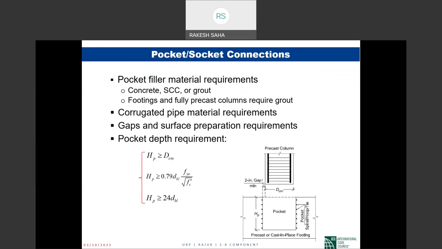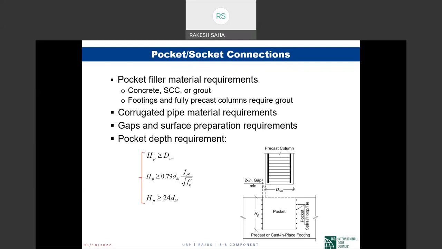As far as the pocket or socket connections, in the guidelines we talked about how you can have an opening in the footing or in the cap beam or both, and insert the precast column. There are provisions for how to form that opening in the footing or the cap beam; usually we use corrugated pipes. For these corrugated pipes, we say how thick they should be and what characteristics they should have.